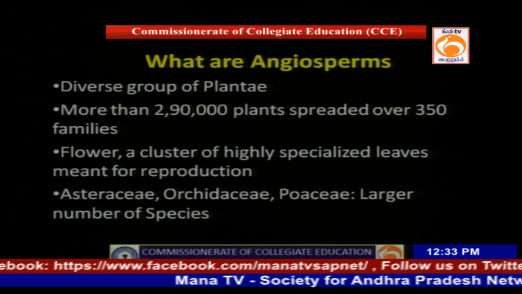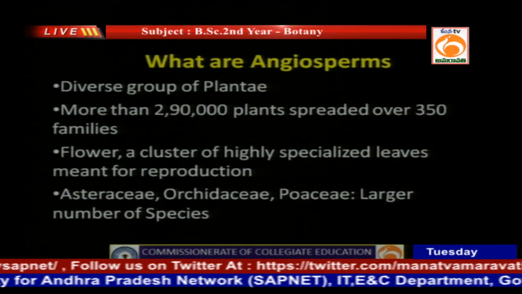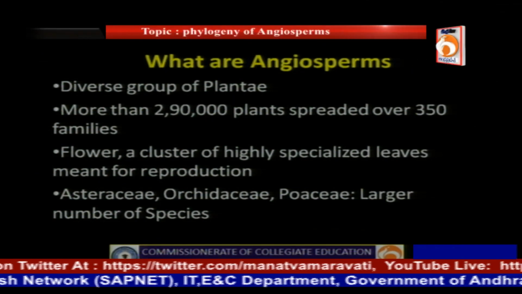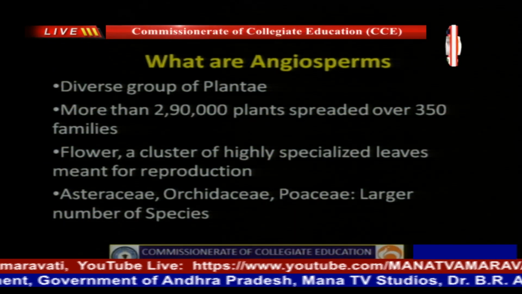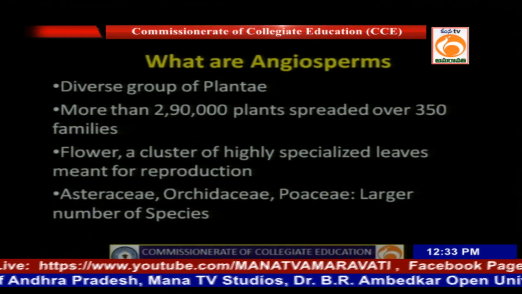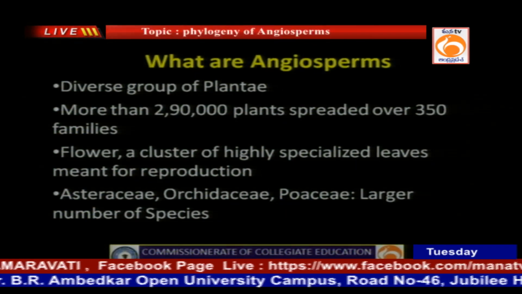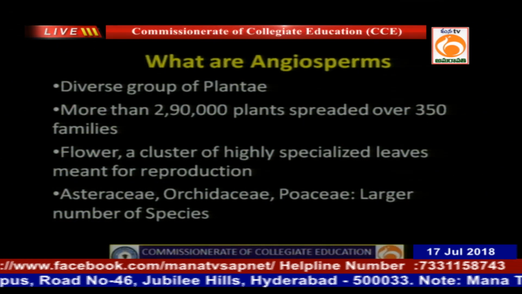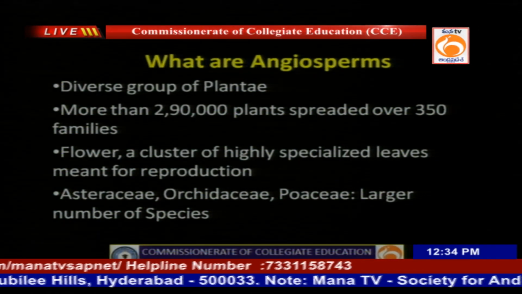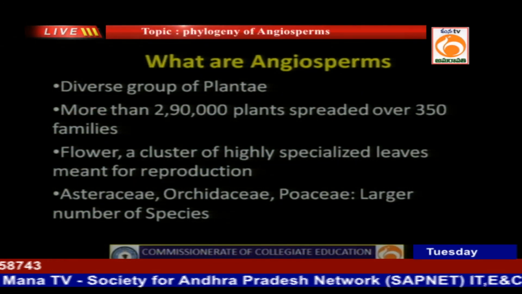And the unique feature of the angiosperms is the possession of the flower. The flower is a highly specialized structure in which there is an arrangement of specialized leaves arranged in a cluster. This flower is especially meant for reproduction only. So, this is the sexual organ of the plant body. These angiosperms actually existed at what time is also a debatable question.